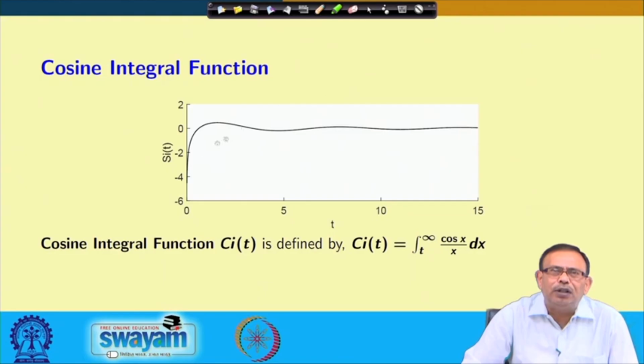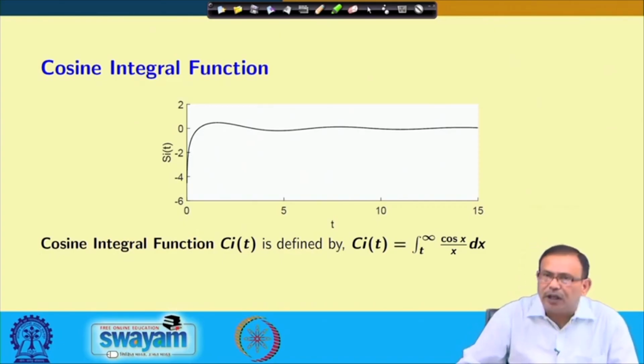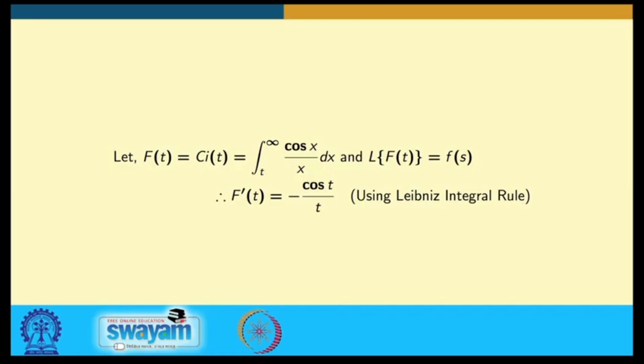The graph you see here is going like this and moving across like this. The cosine integral function is defined by Ci(t) equals the integral from t to infinity of cos x by x dx. Now, the solution procedure will remain the same. Suppose your f(t) is Ci(t), the integral from t to infinity of cos x dx, and the Laplace transform of f(t) is f(s). So f'(t) equals minus cos t by t, you will obtain.